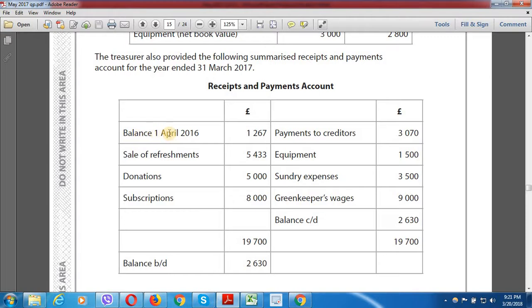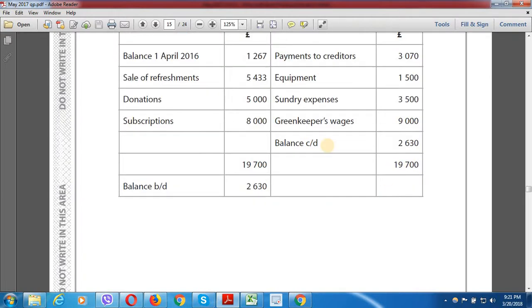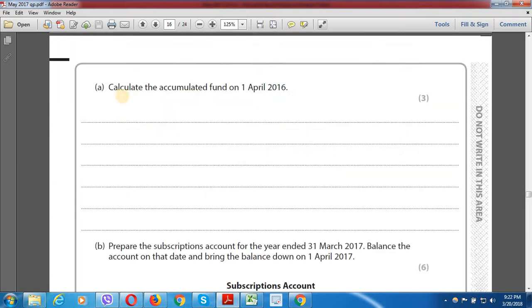Balance 1st April 2016. This is the opening balance of receipts and payments account, that is 1267 pounds. Then sale of refreshments 5433, donations 5000 pounds, subscriptions 8000 pounds. Then the payment side, payments to creditors 3070, equipment 1500, sundry expenses 3500, greenkeepers wages 9000 pounds, and 2630 is the closing balance. A. Calculate the accumulated fund on 1st April 2016.